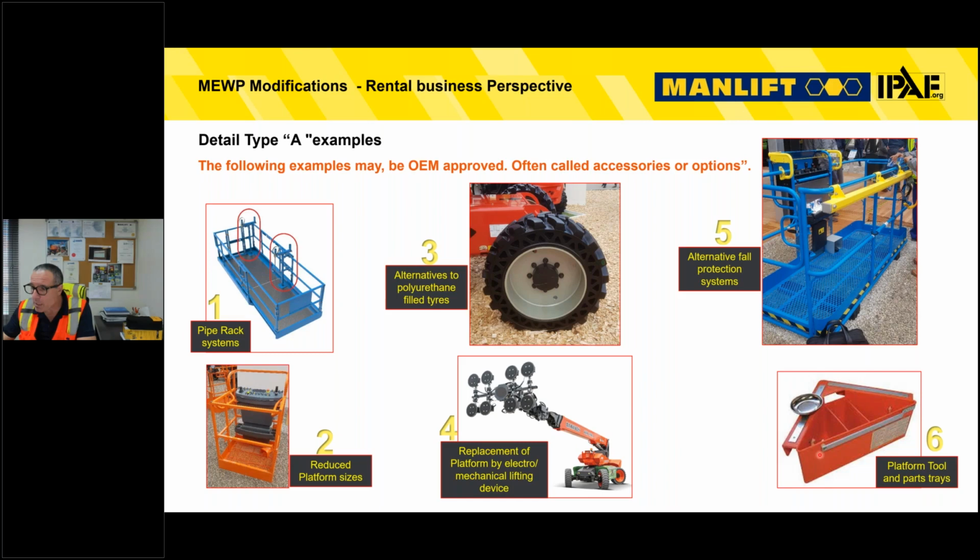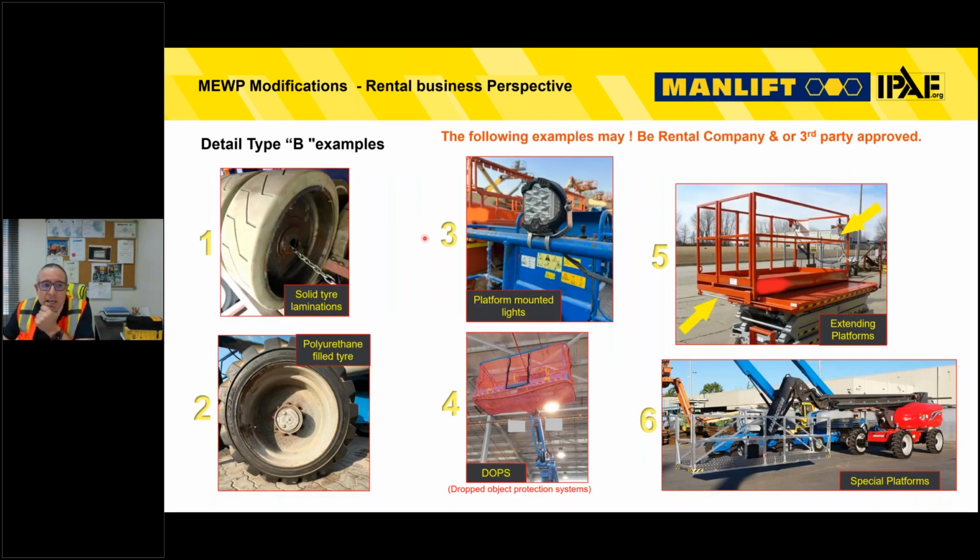Here's a very simple one, number 6, a simple platform tool tray. Again, if it's done correct, it's quite safe, but you can think about dropped objects and additional load on the handrails if it's not done in the right manner. Okay. Here's some type B examples of modifications.